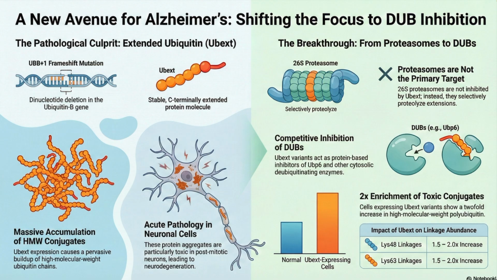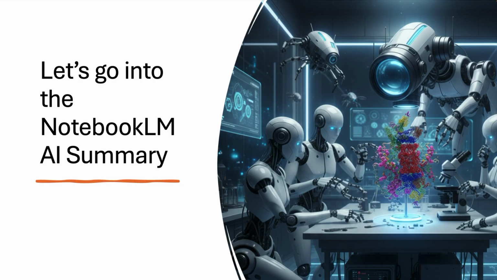UBB+1, when it's overexpressed or accumulates in cells, is causing massive problems with deubiquitinases. And that was the main finding of this study. We have a lot of great work with mass spectrometry and also in vitro assays, as well as yeast systems. And with that, let's dive into the Notebook LM summary of this study.